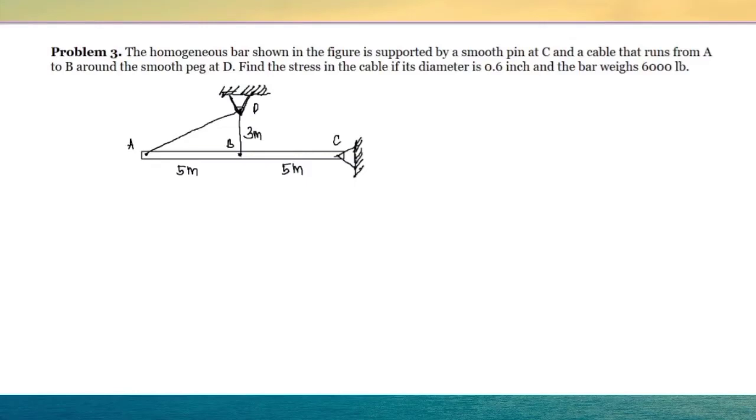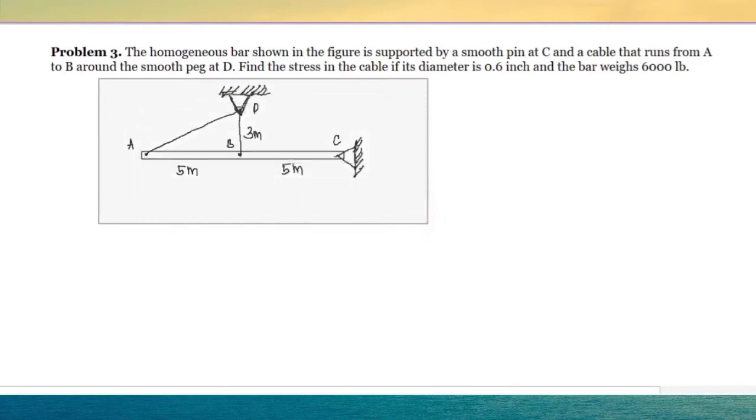Problem number 3, we have the homogeneous bar shown in the figure supported by a smooth pin at C and the cable that runs from A to B around the smooth peg at B. Find the stress in the cable if its diameter is 0.6 inch and the bar weighs 6,000 pounds. The first thing that we are going to do here is to draw the free body diagram.